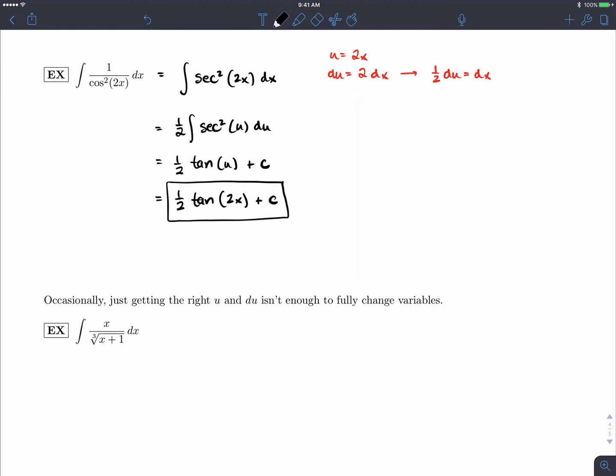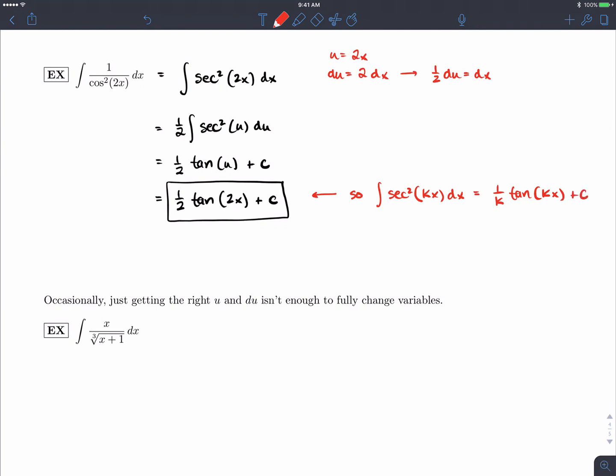Now it turns out that with these nice simple linear arguments within trig functions, it's just a matter of multiplying by 1 over that coefficient. So if you wanted to commit another formula to memory, which you don't necessarily need to, it might be worth noting that in general, the integral of secant squared of some constant times x dx is always going to be 1 over that constant times the tangent of k times x plus c.